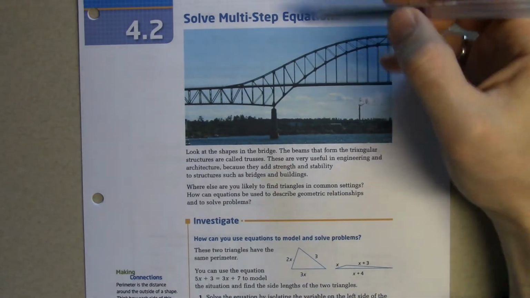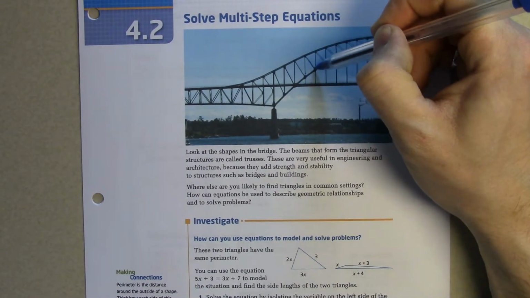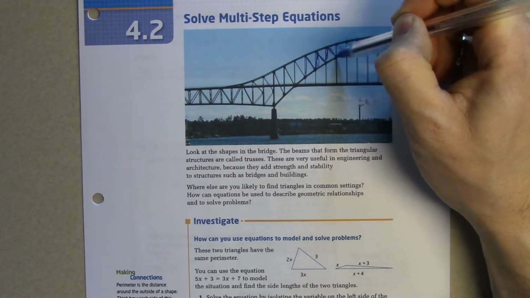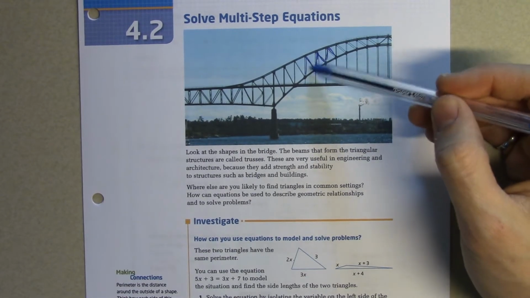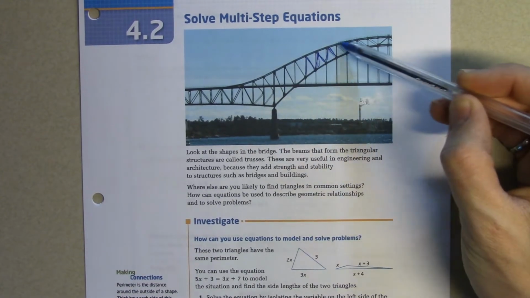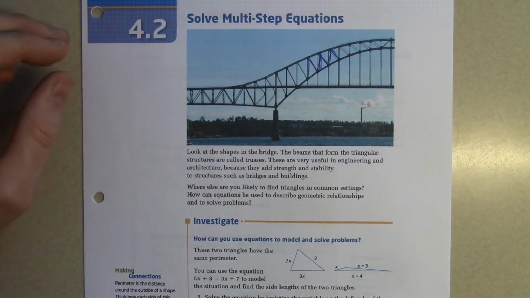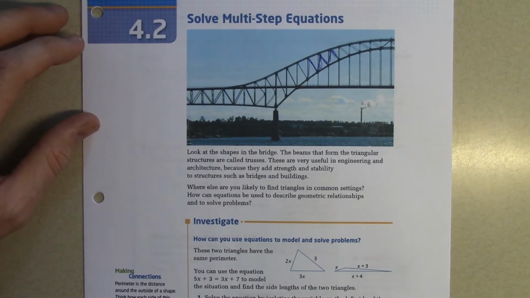Good. So these things here we're talking about are called trusses, okay? And as you can imagine, they're just providing strength and structure between those two big long pieces that are running across the length of the bridge. All right, the investigate says, how can you use equations to model and solve problems?